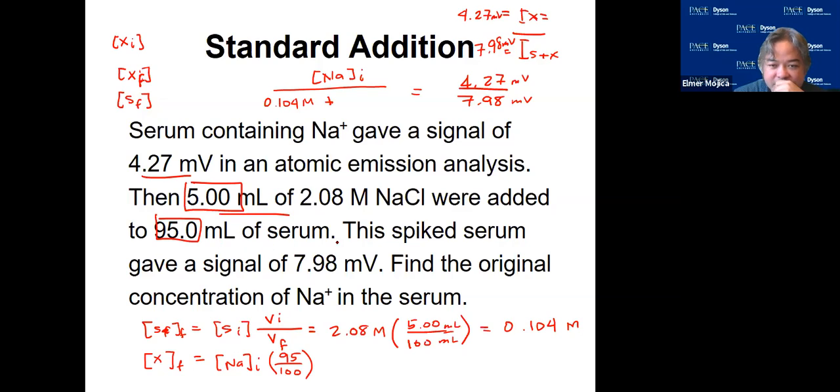Because that's the sample that we have, the serum that we use. So we now need to get the concentration of sodium in our sample. If we simplify this one, 4.27 divided by 7.98 equals around 0.535.